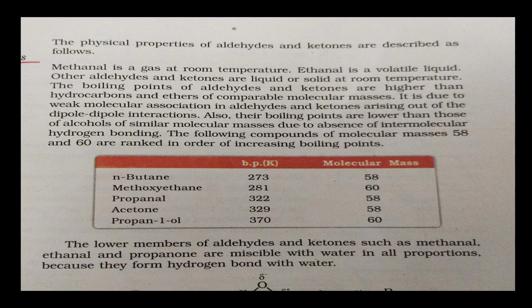So there is a table given. The boiling point, B.P., and molecular masses of the given compounds are given there. First one, n-butane, 273 Kelvin, 58, methoxyethane 281, 60, propanal 322, 58, acetone 329, 58, propan-1-ol 370, 60.